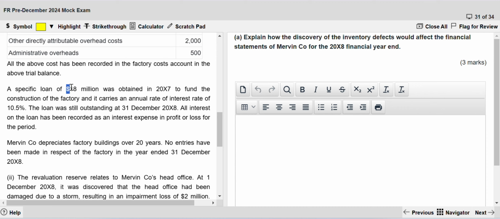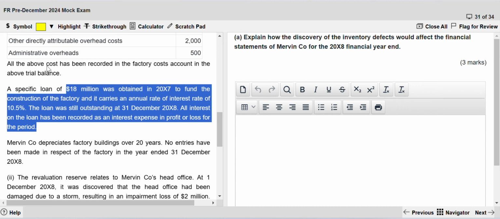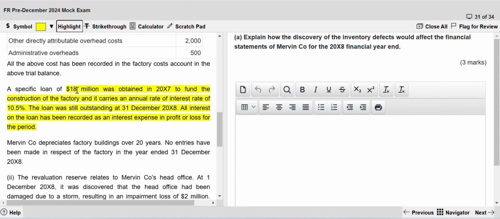So, what do you think this problem is? It's a very good topic, not very frequently tested in FR exams, but very good. What do you think the problem is? What is this? What do you think it is?